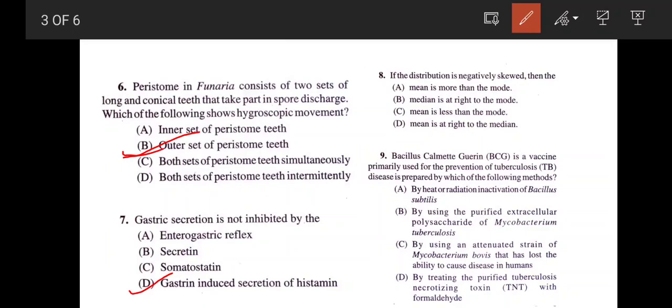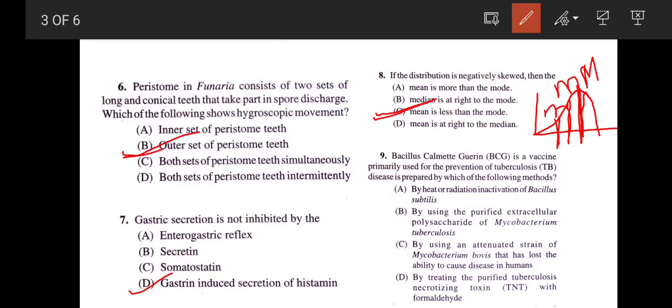Next question, if the distribution is negatively skewed, then what will be your answer? Okay, in case of a negatively skewed distribution, see, if this is a negatively skewed distribution, then this one is mode, then comes your median, and then the mean. Okay, mode, median and then mean. So obviously, see, mean is more than mode? No, mean is lowest. Median is right to the mode? Median is left to the mode, so it is also not correct. Then mean is less than mode, yes, it is correct, mean is less than mode.